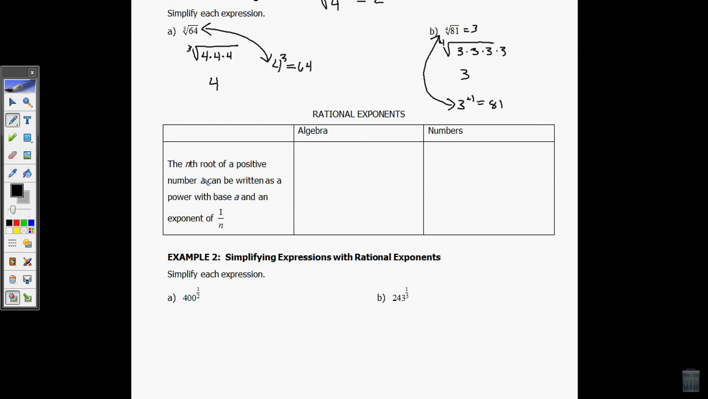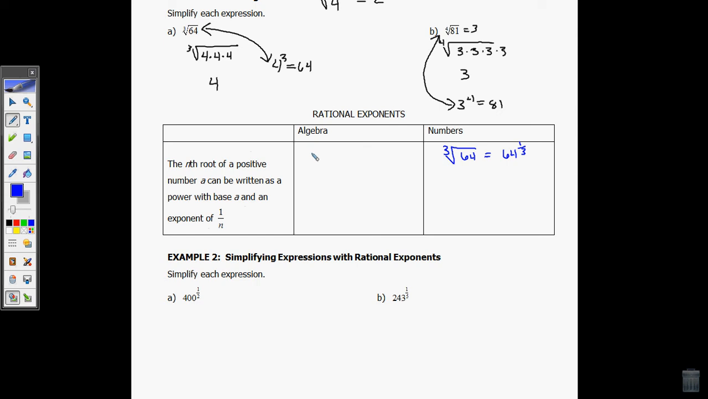Now, the nth root of a positive number a can be written as a power with a base a and an exponent of 1 over n. Now, that probably seems like a whole bunch of blah, blah, blah, and who cares? What this means is that if I have a specific root of a number, like let's go back to the third root of 64, that can also be written as 64 to the 1/3. That's what this whole thing over here means.